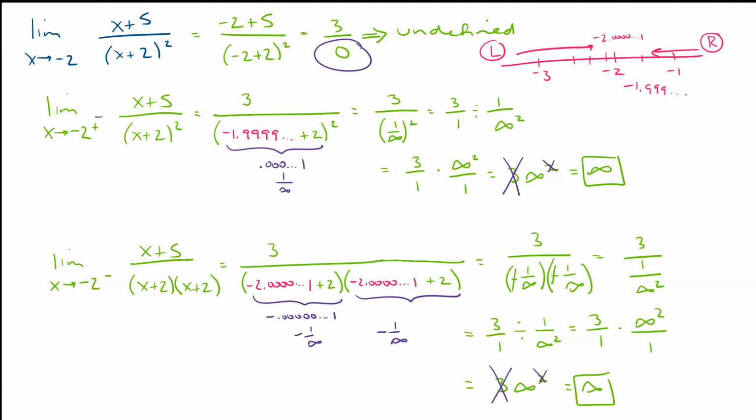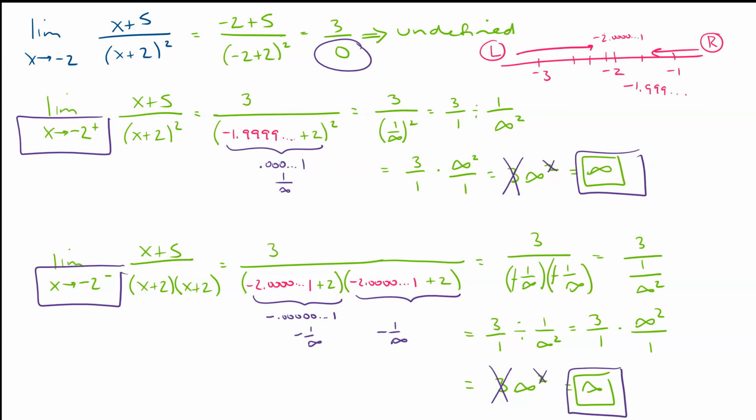And so, because the limit from the right equals positive infinity, and the limit from the left also equals positive infinity, the limit of this function equals infinity. And we can write the limit as x goes to negative 2 of x plus 5 over x plus 2 squared equals infinity. Let's look at another problem.